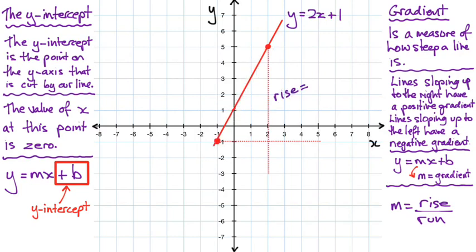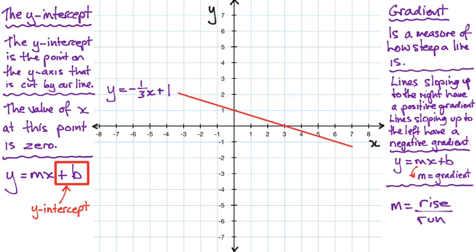Let's test this one. The rise in this case is 6 units. 1, 2, 3, 4, 5, 6. And the run is 3 units. From negative 1 I go 1, 2, 3 units. Gradient equals rise divided by run. In this case 6 divided by 3 equals 2, which gives us exactly the same gradient.